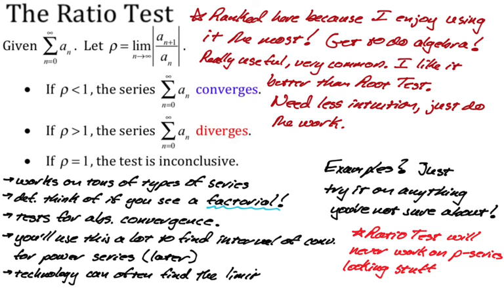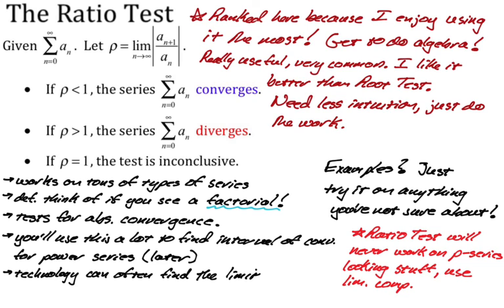But let me just leave one caveat for the ratio test: it will never, ever, ever work on a P-series or anything that looks like a P-series. The reason is that 100% of the time, a P-series or something that looks like one is going to give you 1 when you try to do the ratio test on it. For those, we already know you should be using the limit comparison test. But the ratio test is fantastic. It's the way to go.